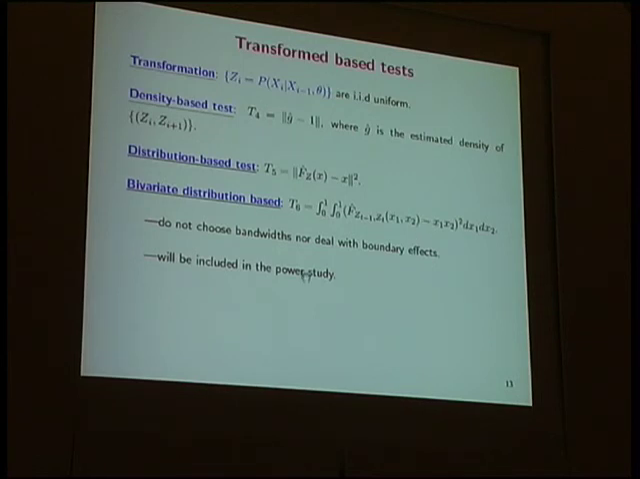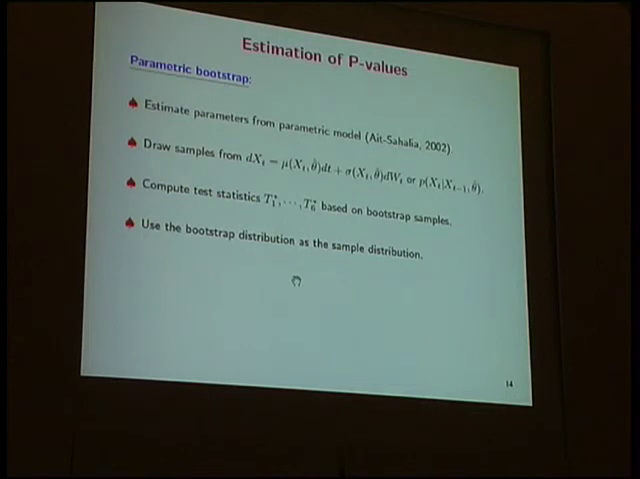One nice thing about the last two test statistics is that you don't really need to choose any bandwidth. You don't need to deal with any boundary effects. You apply it and you get some results. So we'll include those in our power studies. By the way, in the paper I'm talking about here, we do not include jump diffusions. Actually, in our revision, we did include jump diffusions. The procedure is not much different.